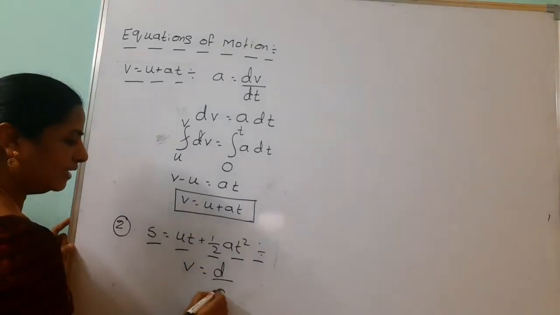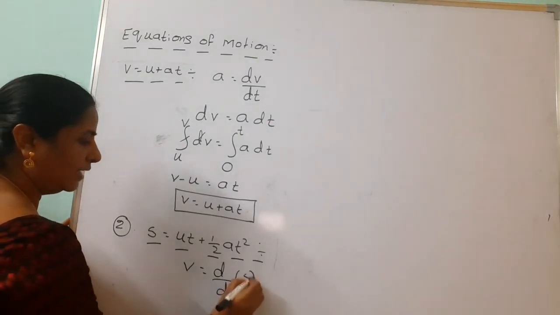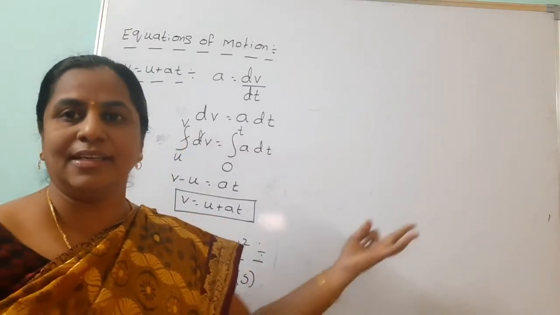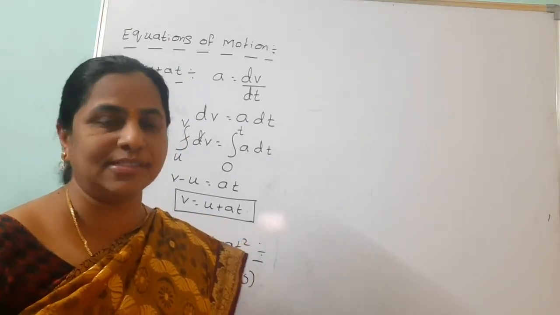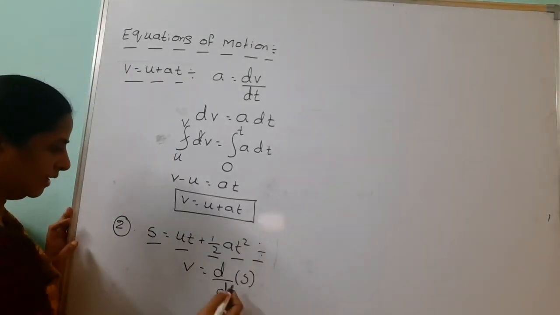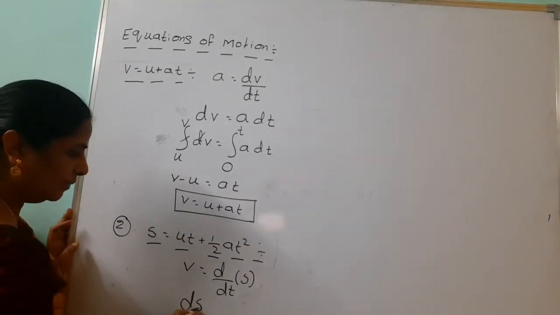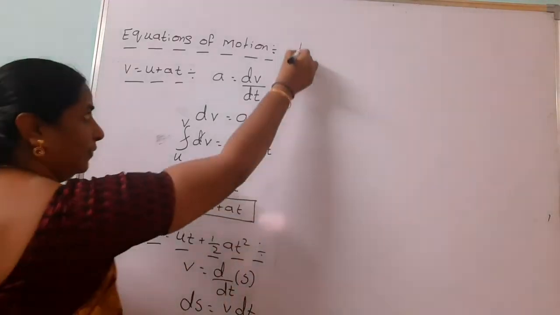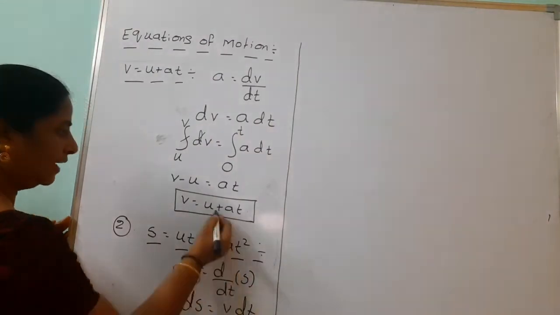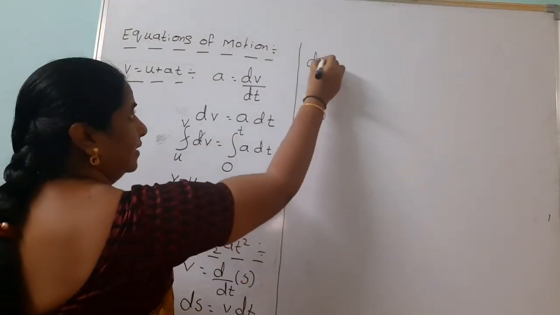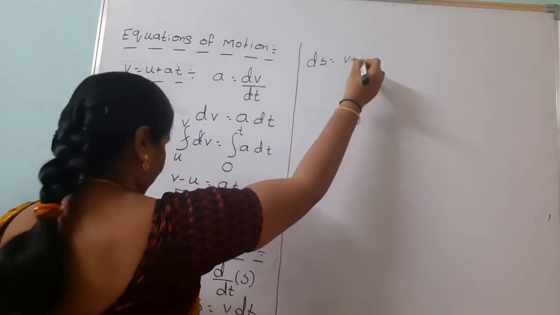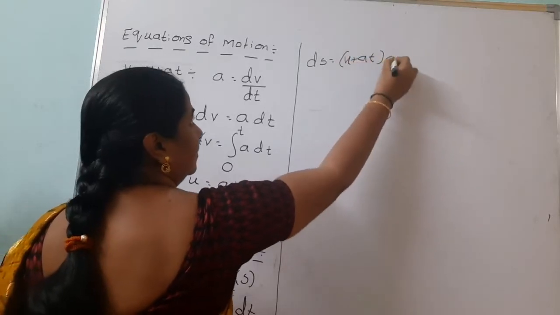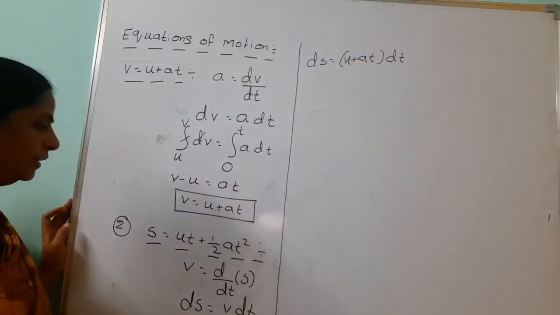Rate of change of distance is the speed. Rate of change of displacement is the velocity. In straight line motion we take both as the same, in uniform motion. We do the cross multiplication: ds equals v dt. Then instead of v we take this expression: ds equals (u plus at) into dt.